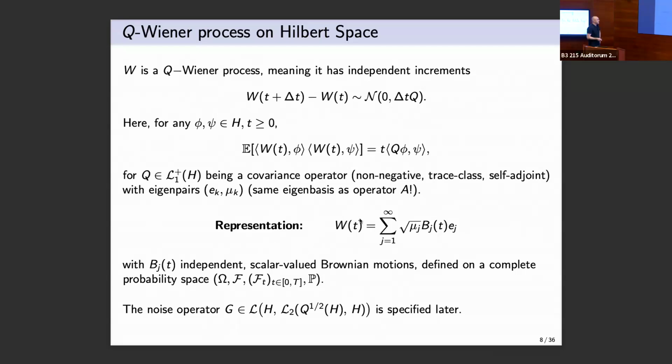And here is then the representation of the Q-Wiener process. You see it's a linear combination of standard Brownian motions in one dimension, which are scaled according to the eigenvalues, and then multiplied with the eigenvectors, which are functions in space. And they are defined on this complete filtered probability space that is set there. I'm not going to say so much about the noise operator, but a little bit later on it.